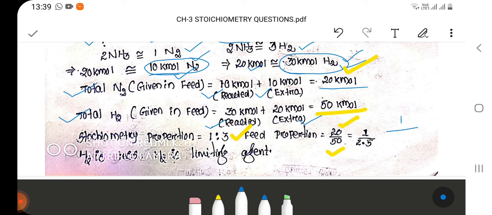Now we have to see whether this hydrogen is present higher or lower. So we have to compare. 1 is the same, there is no problem. Here we get 2.5 and 3, and we know 2.5 is less than 3. So the bottom component is present less in the feed than required by the stoichiometric proportion. So here hydrogen is present less in the feed. So hydrogen is the limiting reagent and nitrogen is the excess reagent.